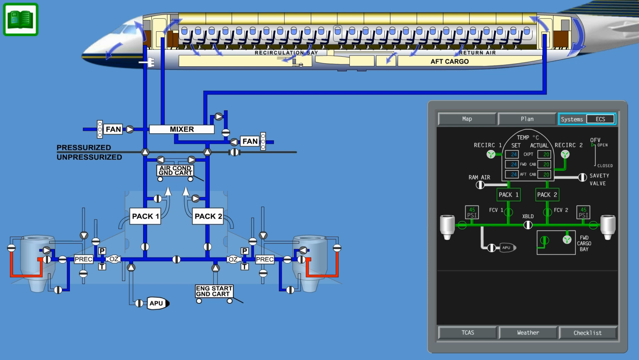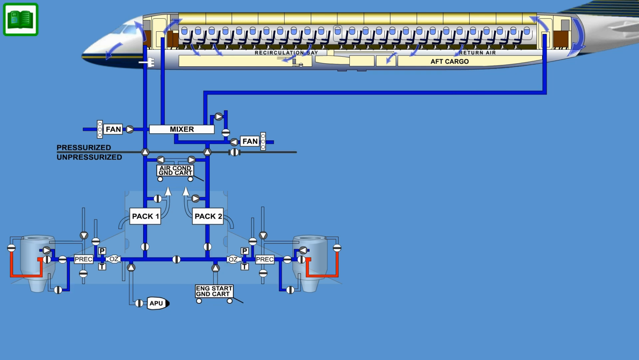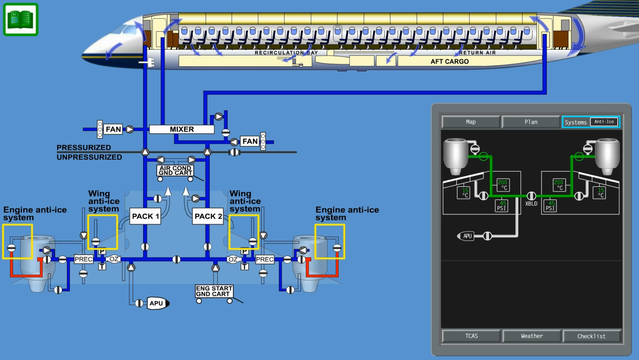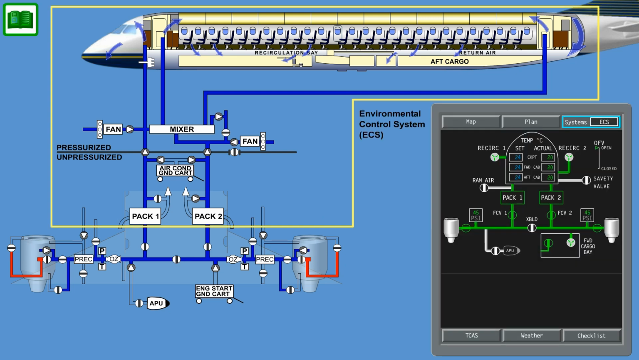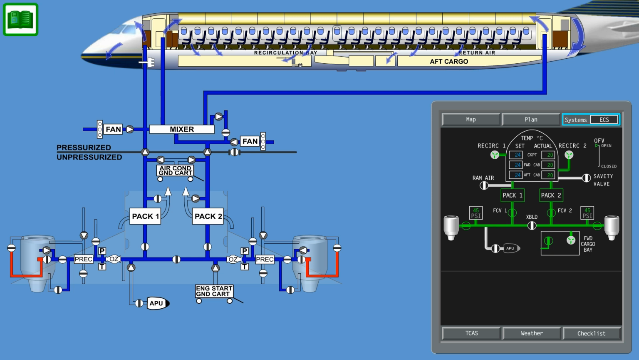The pneumatic system sources are engine bleed air, APU bleed air, or an external pneumatic source. The pneumatic system supplies regulated bleed air to the engine starter, the anti-ice system, the environmental control system, and for water pressurization. The main sources of bleed air for the pneumatic system are the engines.